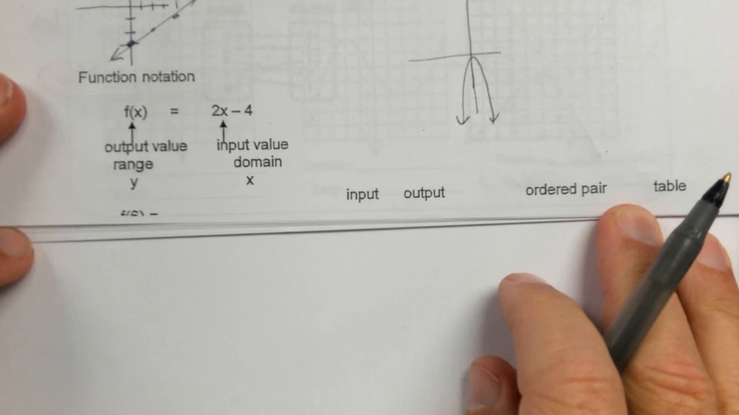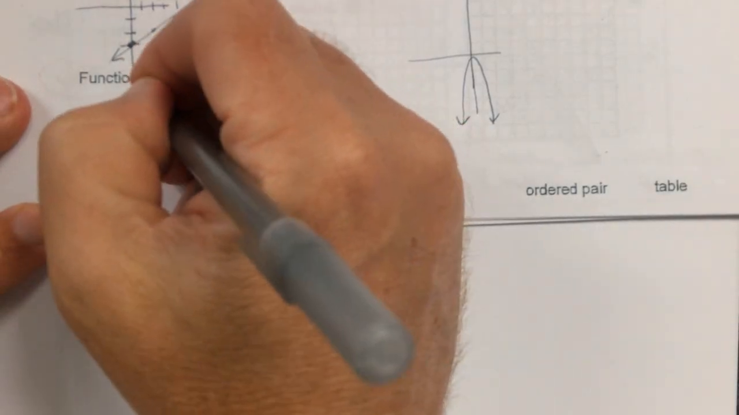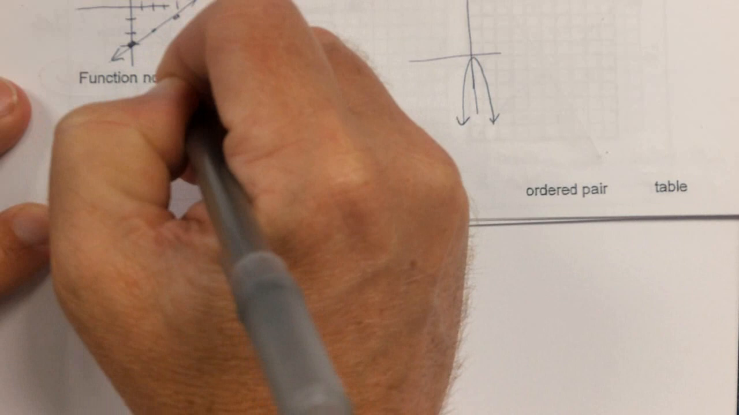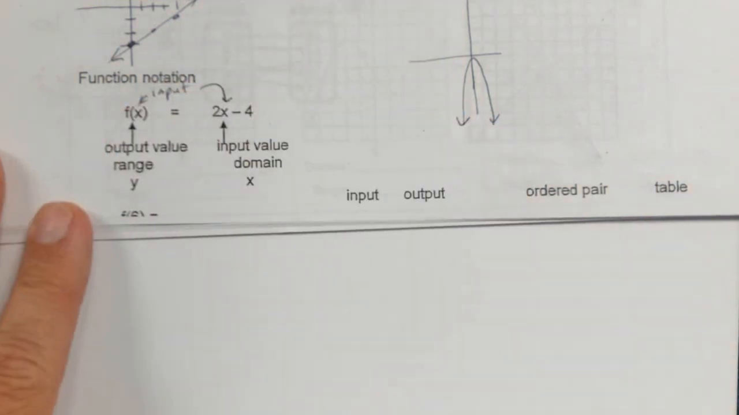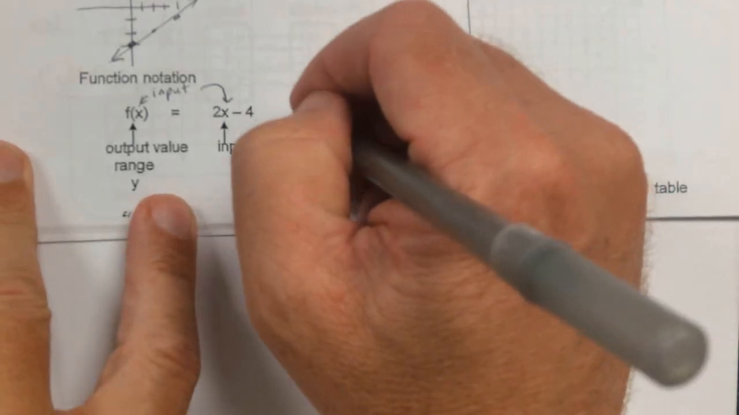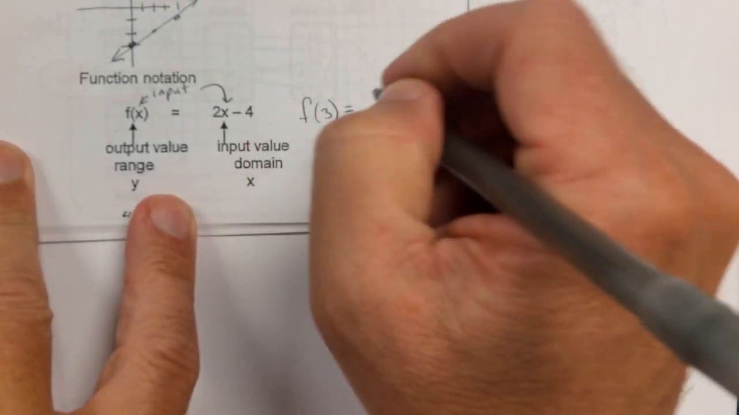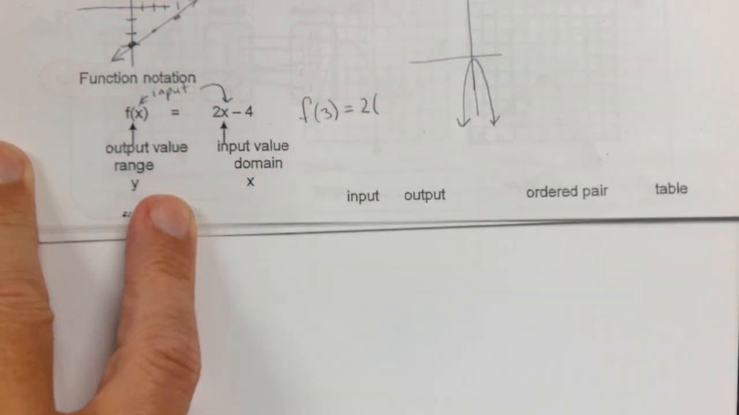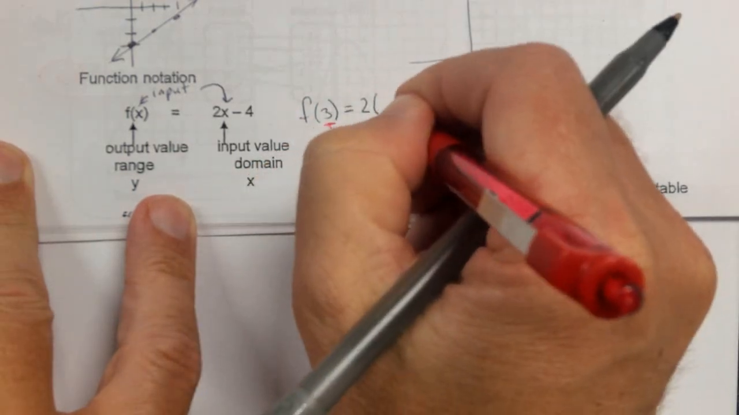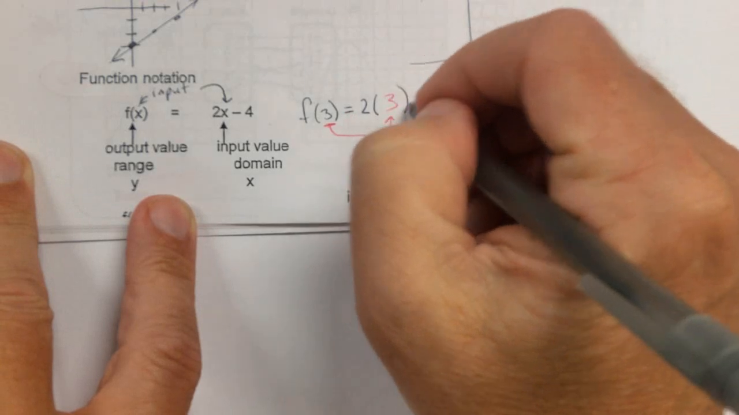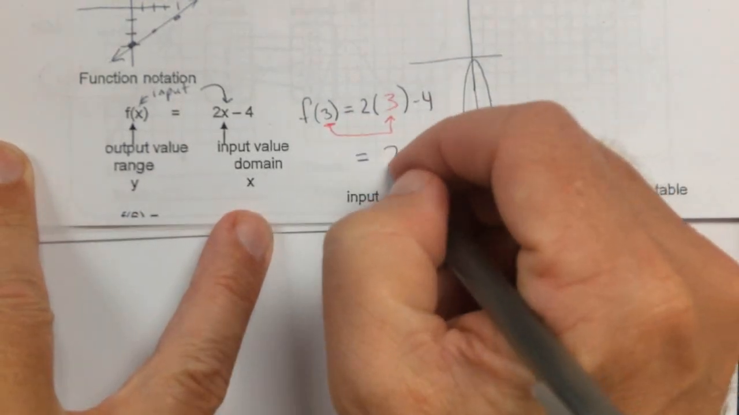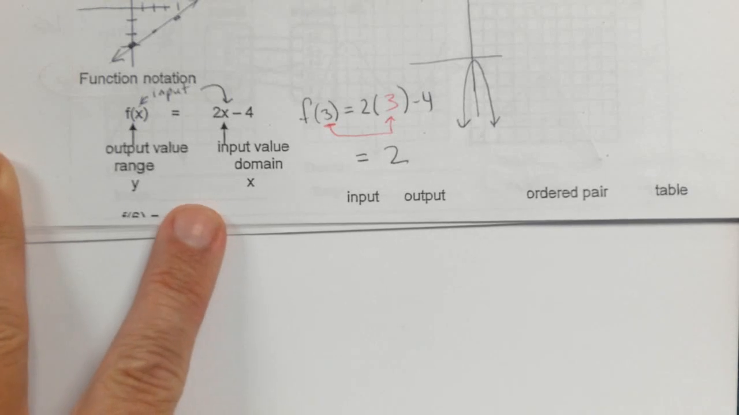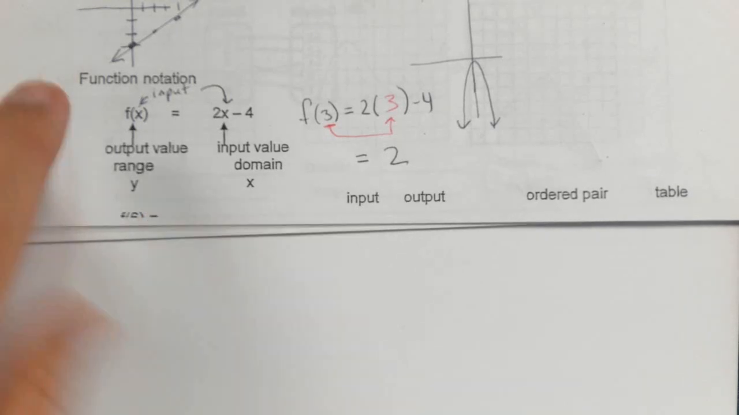Function notation. The x is the input. I think you know this. That's what goes in on the other side if we're going to find f of 3. I guess we should do one. F of 3 then means plug in 3. So in goes 3. So 6 minus 4 is 2. Function notation. That should be old news.